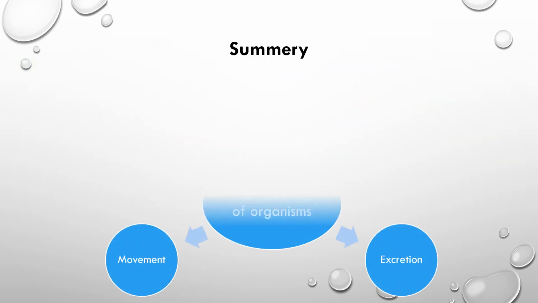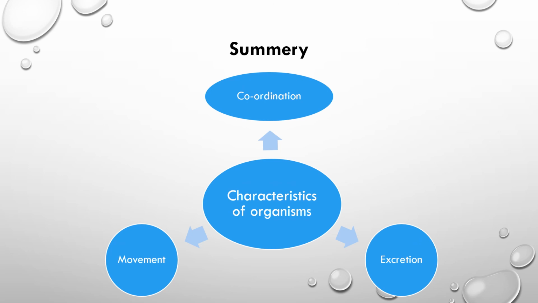So in this video we discussed another three main living characteristics of organisms. They are coordination, excretion and movement.